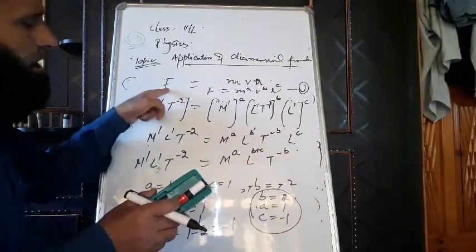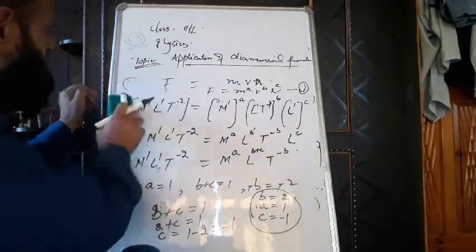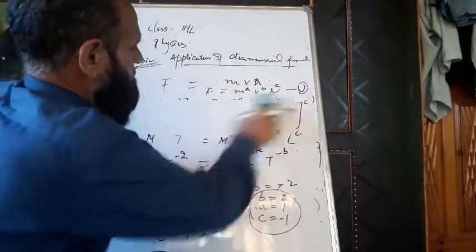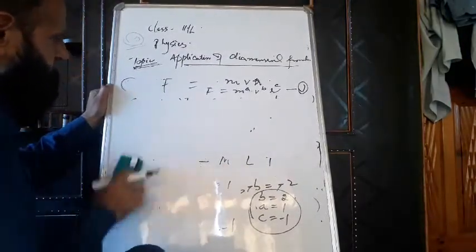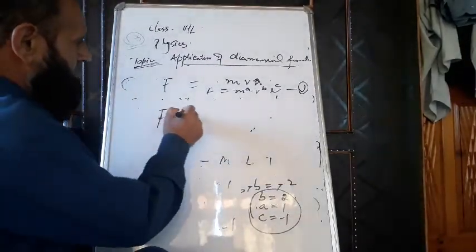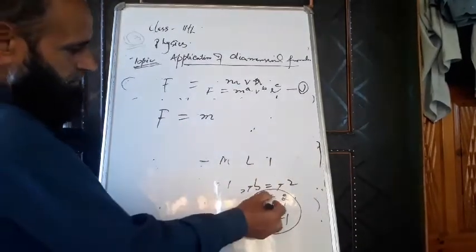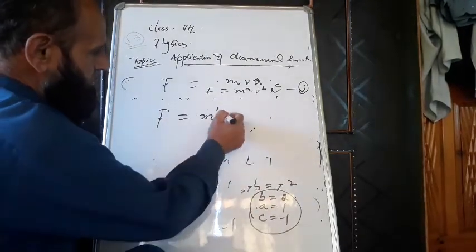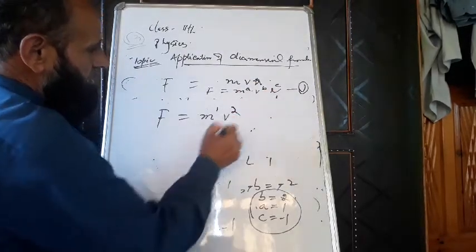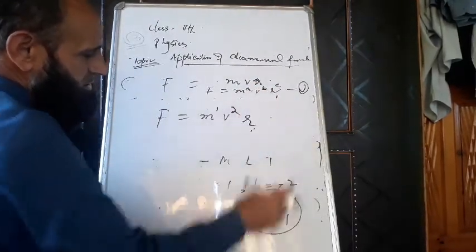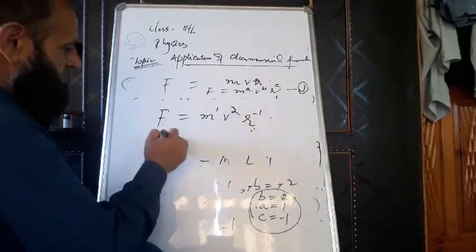We can find on what quantity this force, the centripetal force, depends. This F is equal to M raised to power, instead of A I can write 1, V raised to power, instead of B I can take this 2, and R raised to power C, instead of C I can write power minus 1.